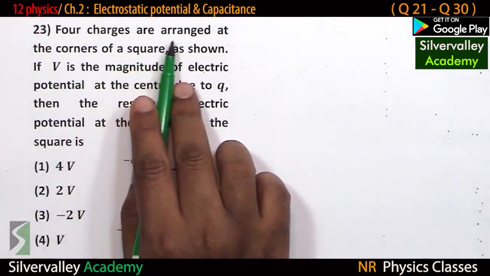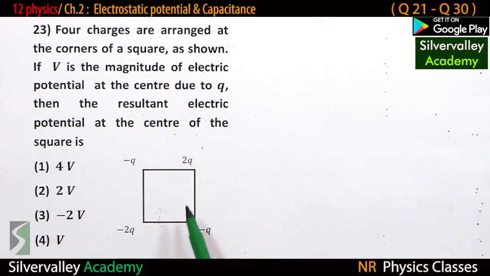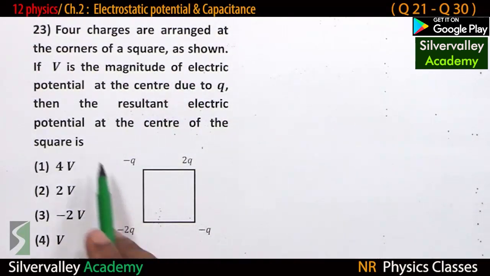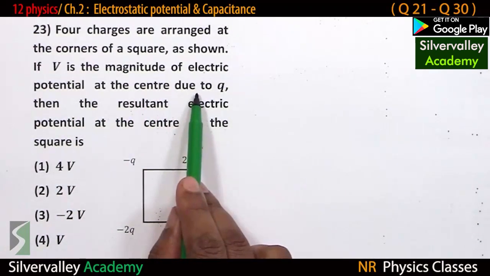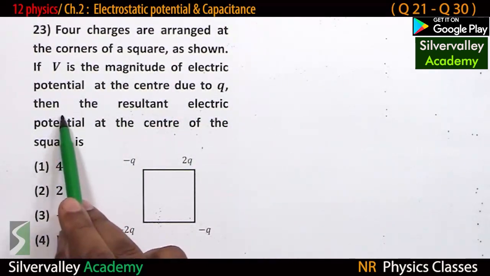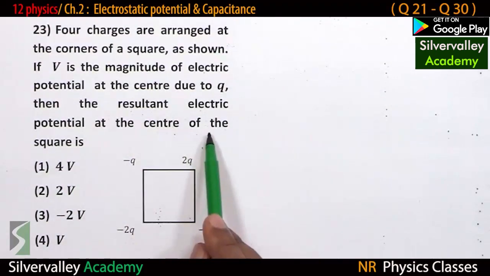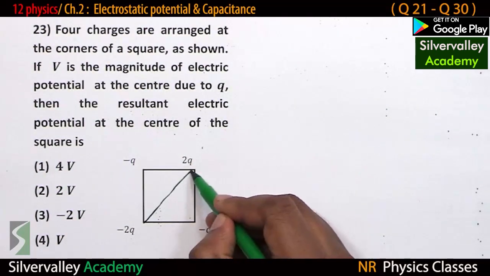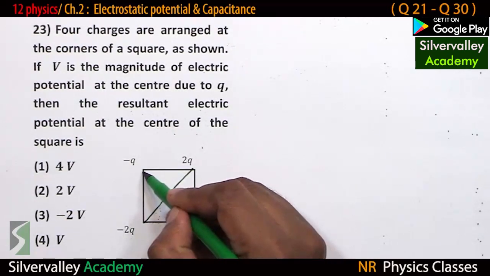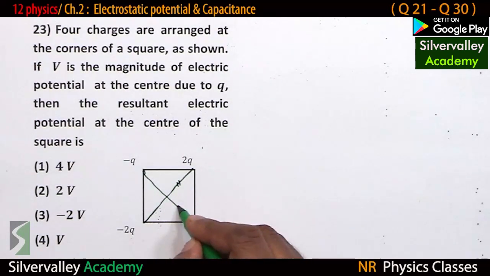4 charges are arranged at the corners of a square as shown. If V is the magnitude of electric potential at the center due to Q, then the resultant electric potential at the center of the square is. Speciality of the center of the square: these distances are equal.